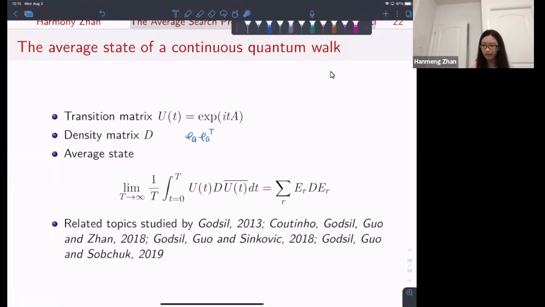As before, I can take the average of this over a time period. But this time I have to use an integral instead of a sum because the time is continuous. However, the result doesn't change. It still converges to a limit, and you can express the limit using the idempotents as well. This is called the average state of a continuous-time quantum walk. So in our previous example, D is equal to J. Well, there is a normalization factor, but it doesn't really matter.